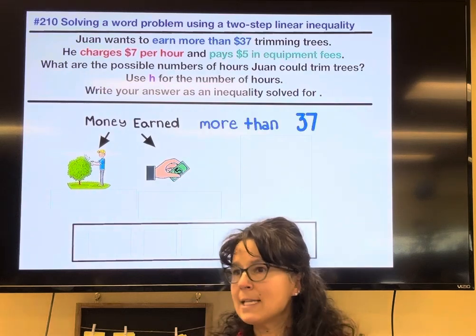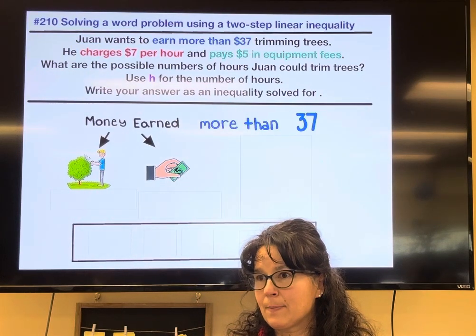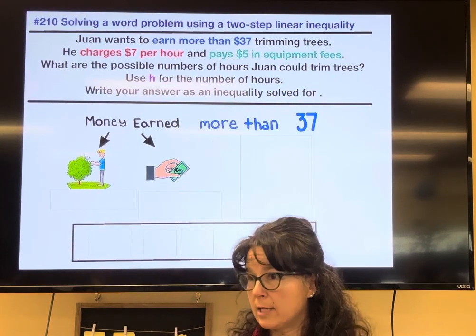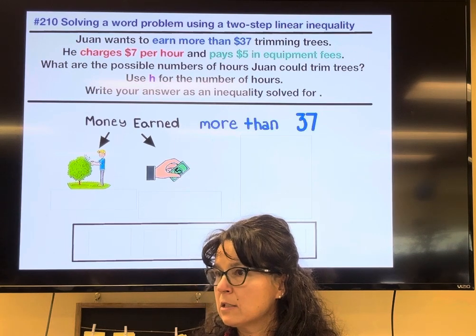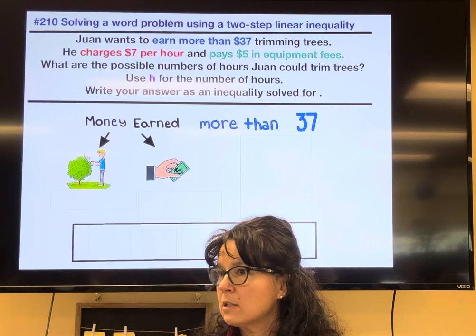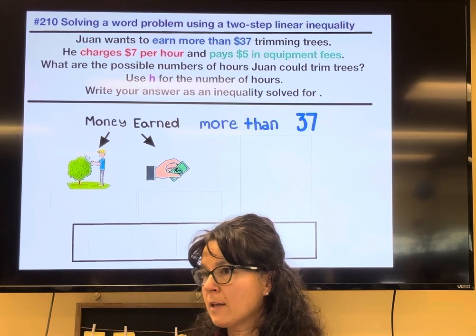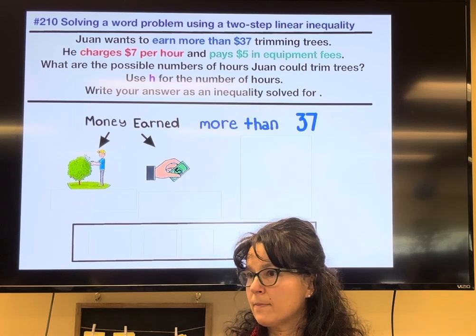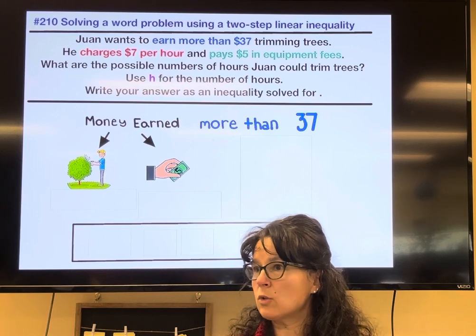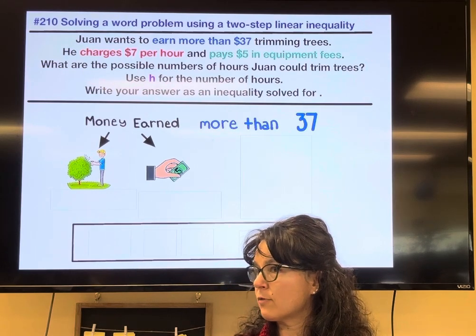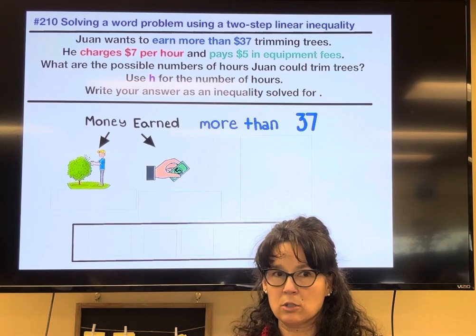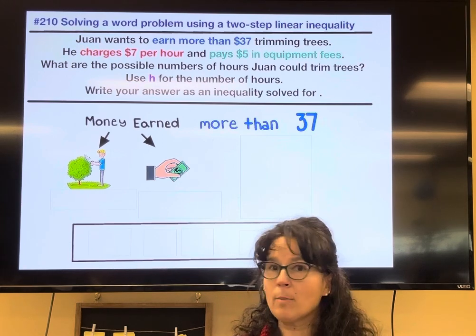Okay, so he's charging $7 per hour. So how much money is coming in from that? 7. Well, go ahead, 7, and then what will I have to do with the 7? We'll put it into our inequality. What if he works 5 hours versus 2 hours? He'll make more money, yeah?